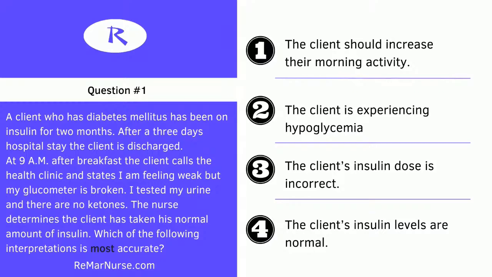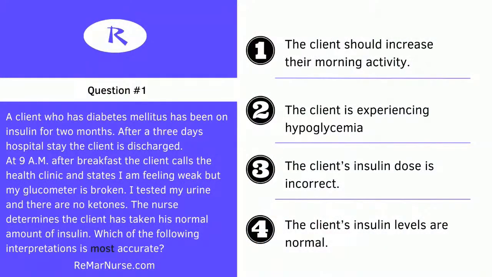Okay, so we know the situation here. The client has been on insulin for a period of time. They had a hospital stay. They were discharged. And then after breakfast, they call back in and say, I'm feeling weak, but my glucometer is broken. So this is an interesting scenario. The client has taken their normal amount of insulin. So what is the best interpretation of what's happening by the nurse? This is problem solving for medication administration.